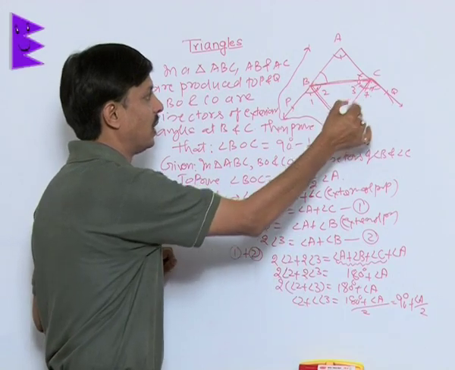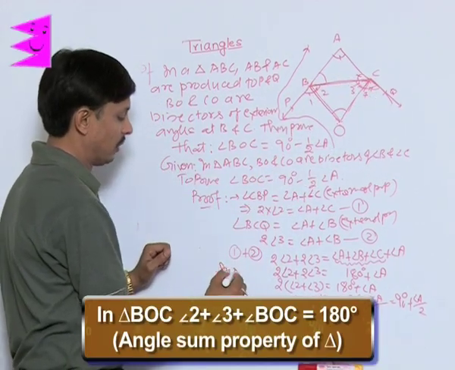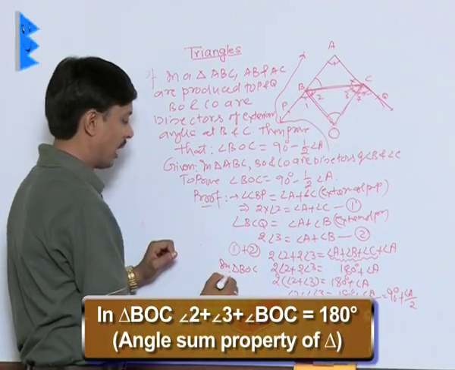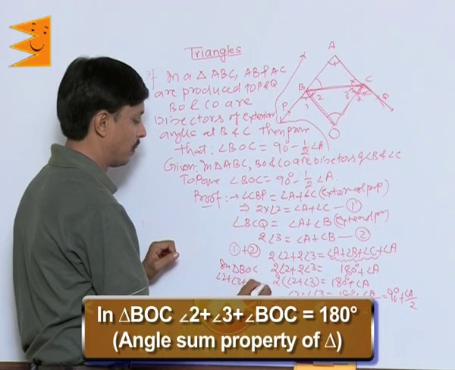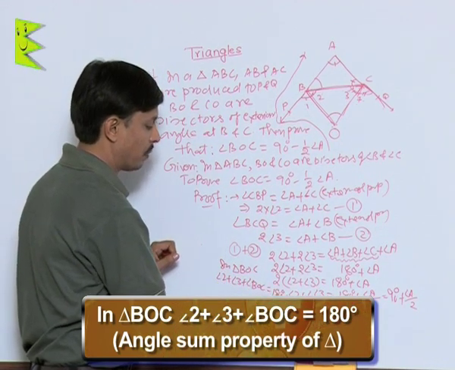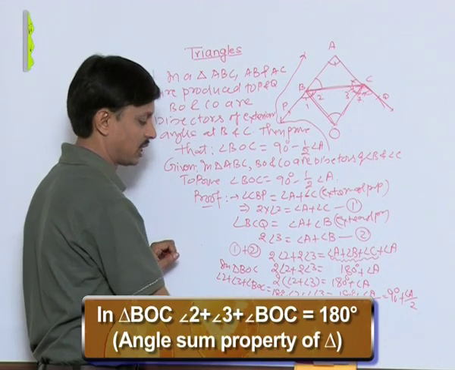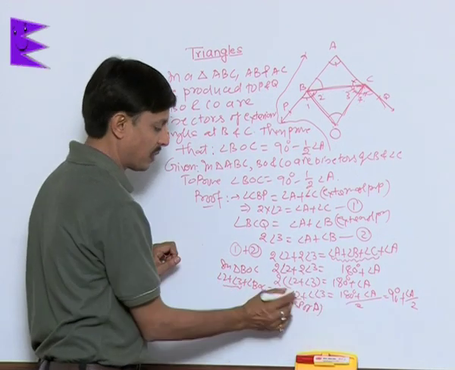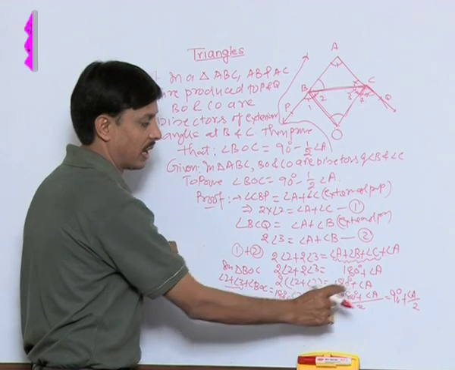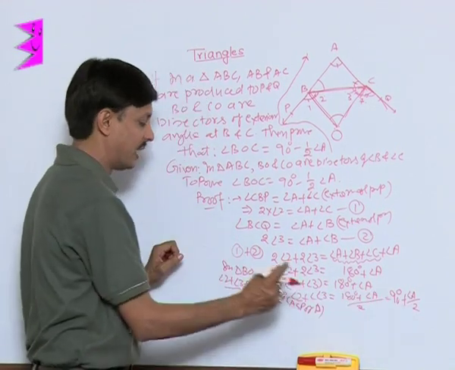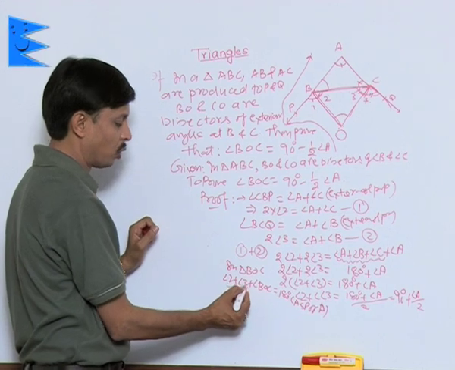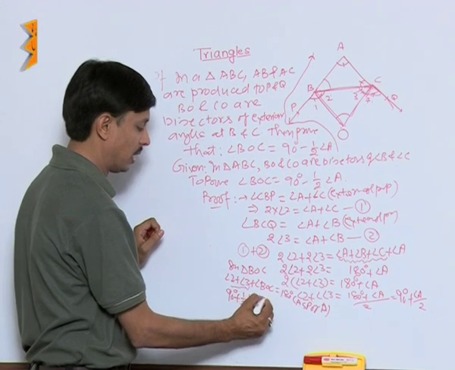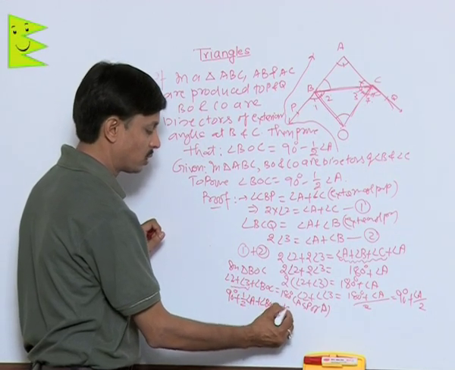If I take triangle BOC, in triangle BOC, I can say angle 2 plus angle 3 plus angle BOC is equal to 180 degree because of ASP of triangle. ASP means angle sum property of triangle. In place of angle 2 plus angle 3, which can be written as 90 plus half of angle A, I am writing 90 degree plus half of angle A plus angle BOC is equal to 180 degree.